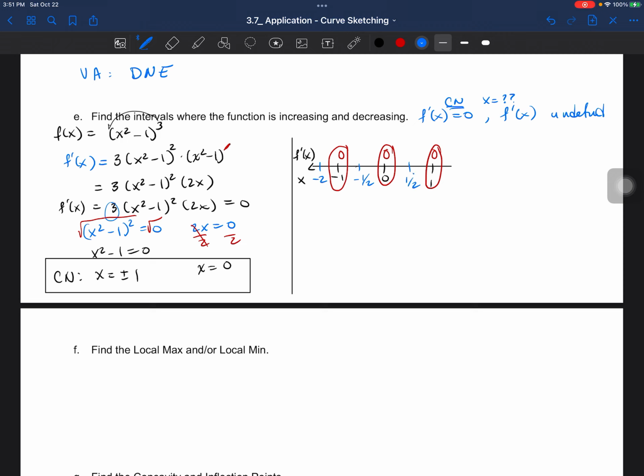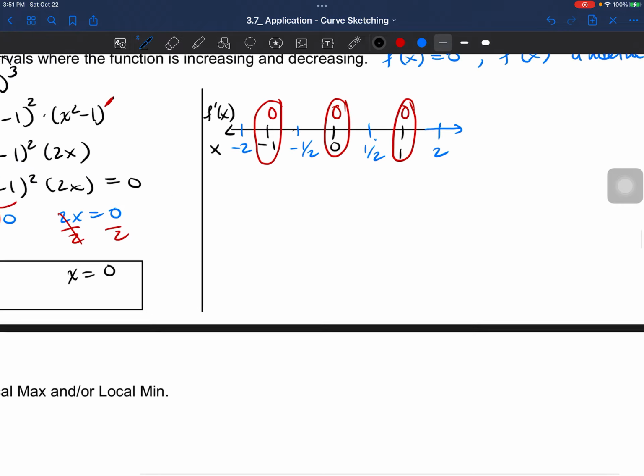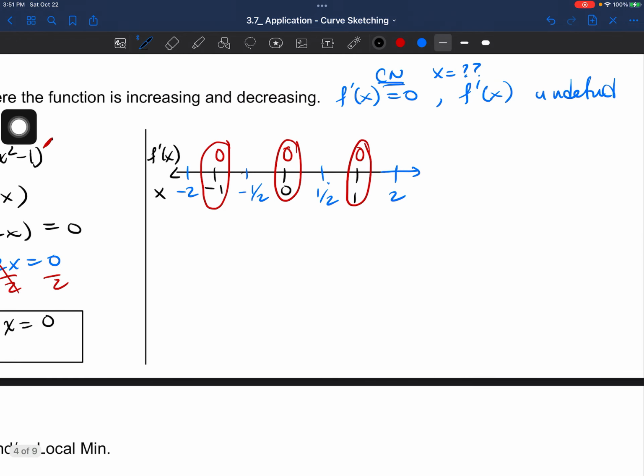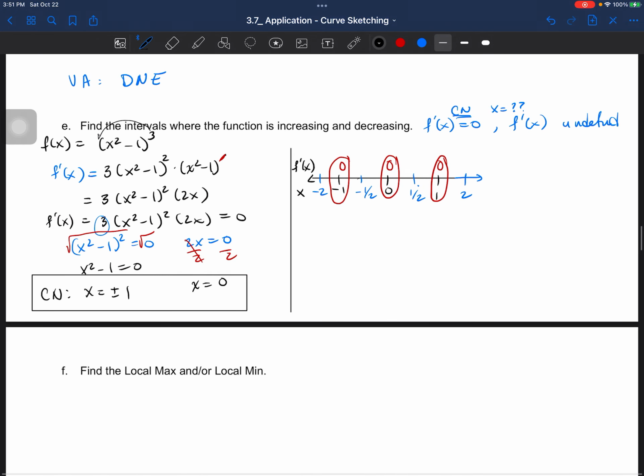And then we're going to test numbers over here, right? -2, any number between -1 and 0 will be -1/2. Any number between 0 and 1 is 1/2. And any number on the right side of this will be 2. So we got a lot of numbers to test, right? So let's see what we have. Let me bring this over here. All right, so what we need to do is test these numbers into the first derivative. So let me look at the first derivative.